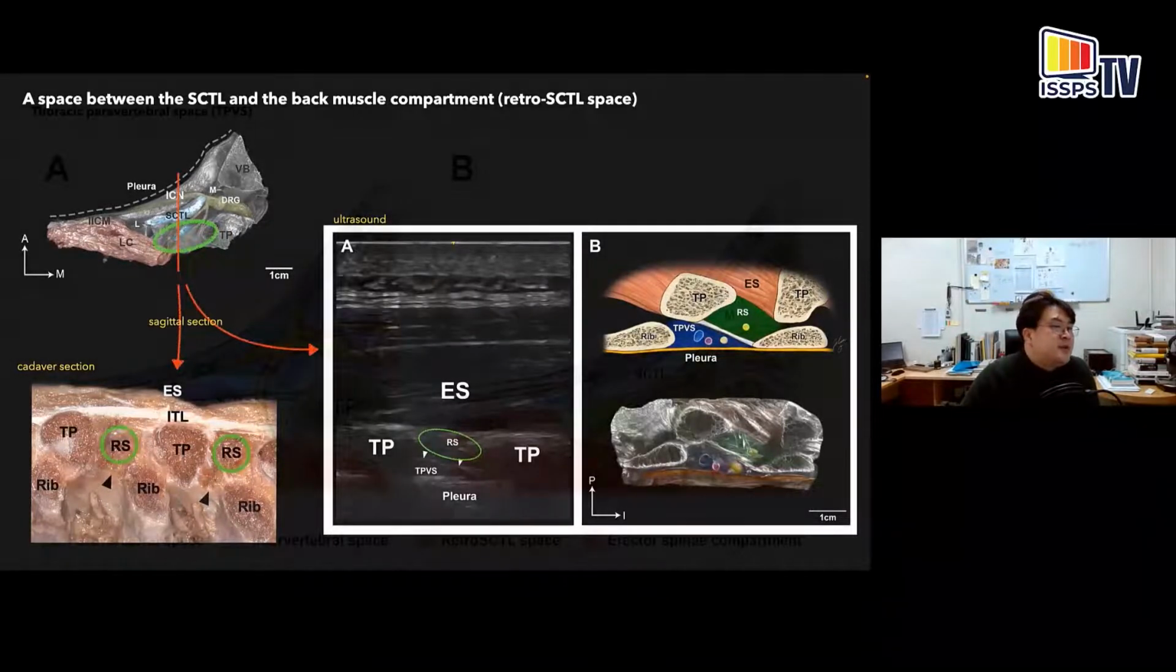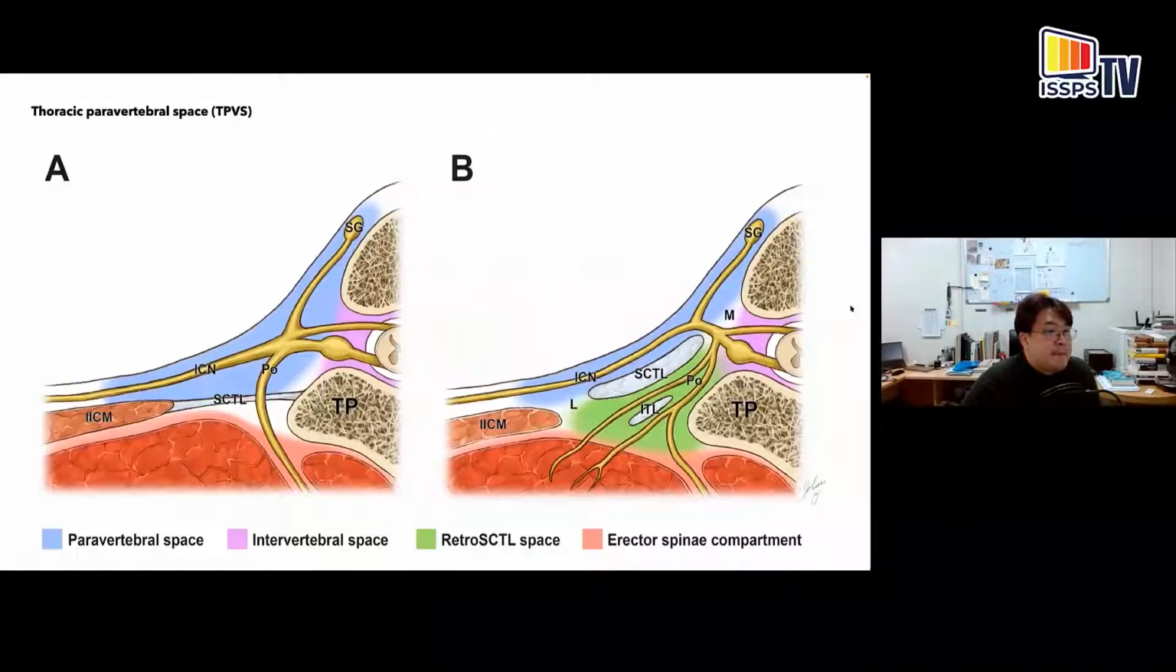This space broadly connected further to the TPVS via the CTF here, and directly connected to the intervertebral foramina and, backwardly, the back muscle compartment. The ITL and the dorsal rami of the spinal nerve were located within this space. In addition, neighboring lateral SCTL spaces are vertically connected to each other via the CTS.